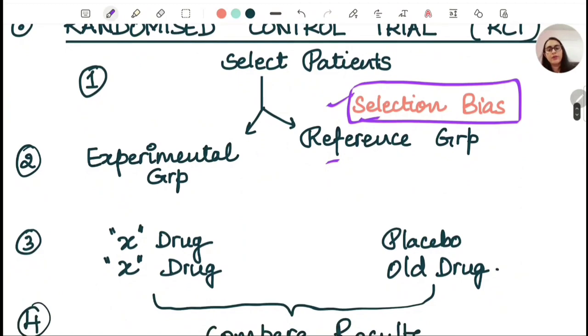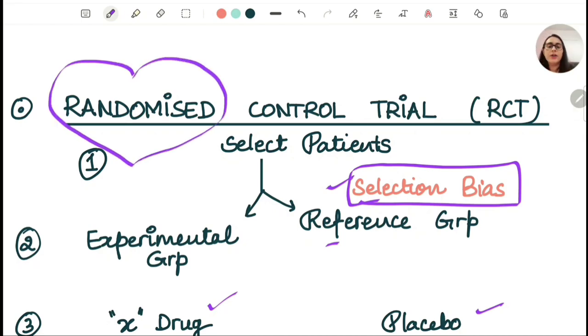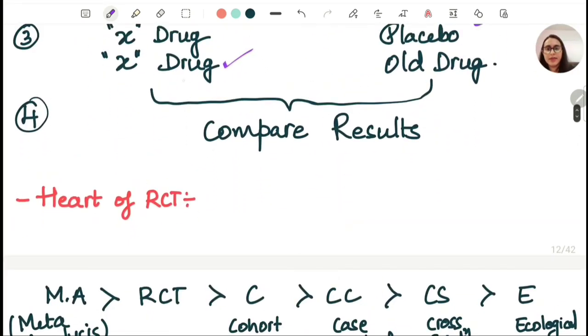Then you are going to give X drug to the experimental group and you are going to give placebo or any other drug or multivitamin to the reference group. Or you can give X drug, that means the new drug, to the experimental group and the older drug to the reference group, and then you compare the results. So the heart of RCT is randomization. Remember, the heart of RCT is randomization because it eliminates the selection bias.